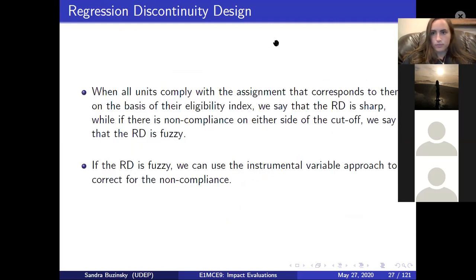Wait. Sorry, I have a question. Yeah, go. What happens if you have a dummy variable as the dependent variable? Is it possible to do RD, or is it kind of complicated?